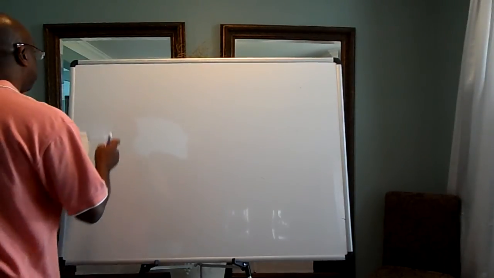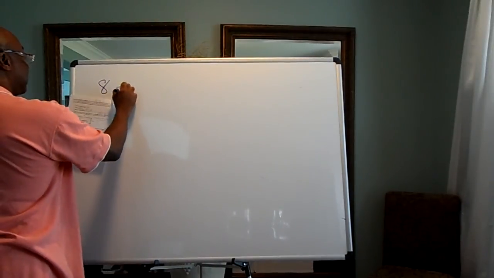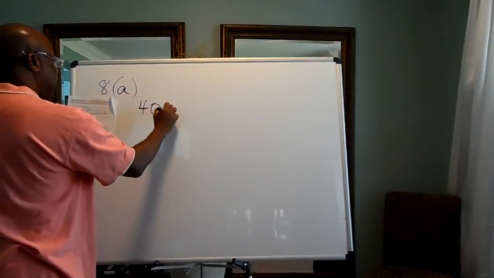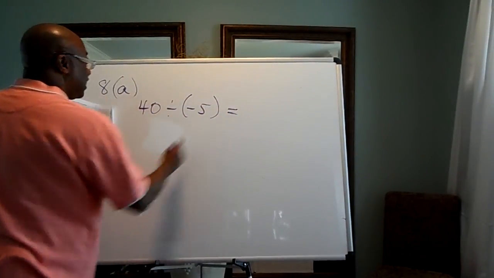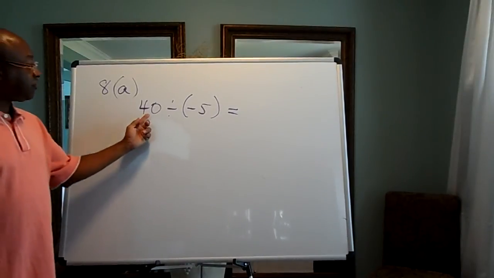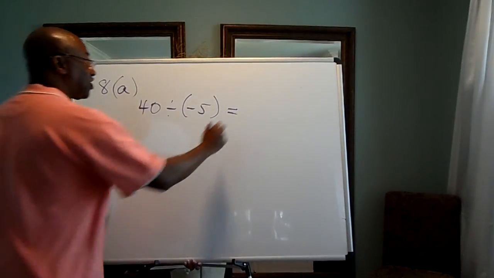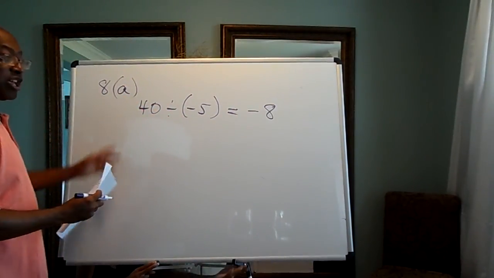Okay, our first multiplication problem, division problem is number 8a, and it is 40 divided by negative 5. Here, remember from the table, whenever you're dividing a positive number by a negative number, the answer is going to be negative what? Okay, divide 40.